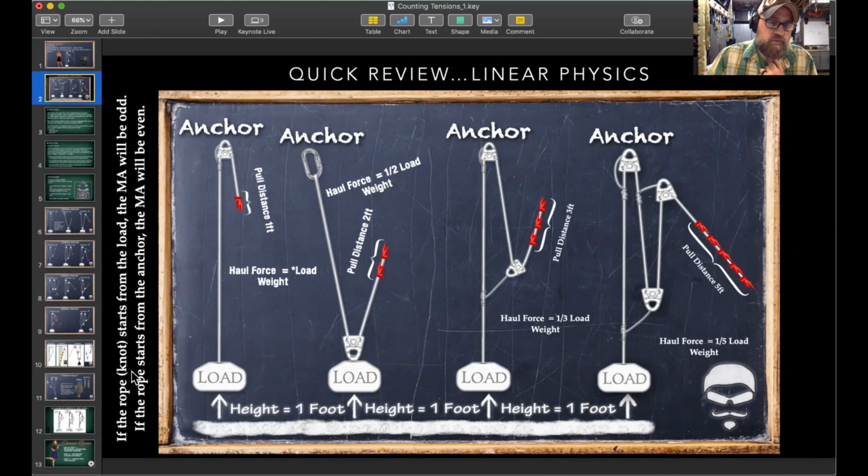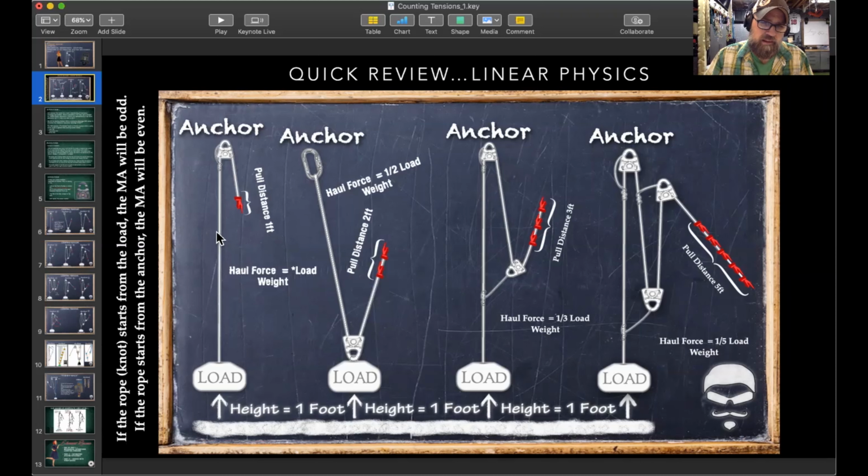Real quick, we're talking about continuous mechanical advantages here. If the knot of your rope starts at the load, which is the case on the far left on the 1-to-1, and also the case on your 3-to-1 and 5-to-1 over here, then your mechanical advantage is going to be odd. If the knot starts at your anchor, which is the case on your 2-to-1, then you know that your mechanical advantage is going to be even. Like we said before, that's in building these systems up. Once you start getting into systems that are piggybacked and other systems, you have to watch it a little bit closer. So starting off with that, very, very basic.